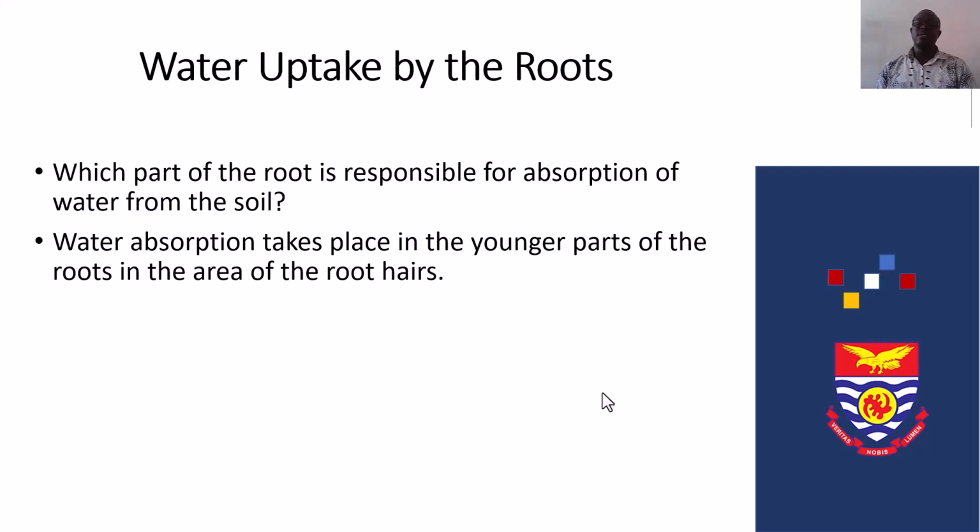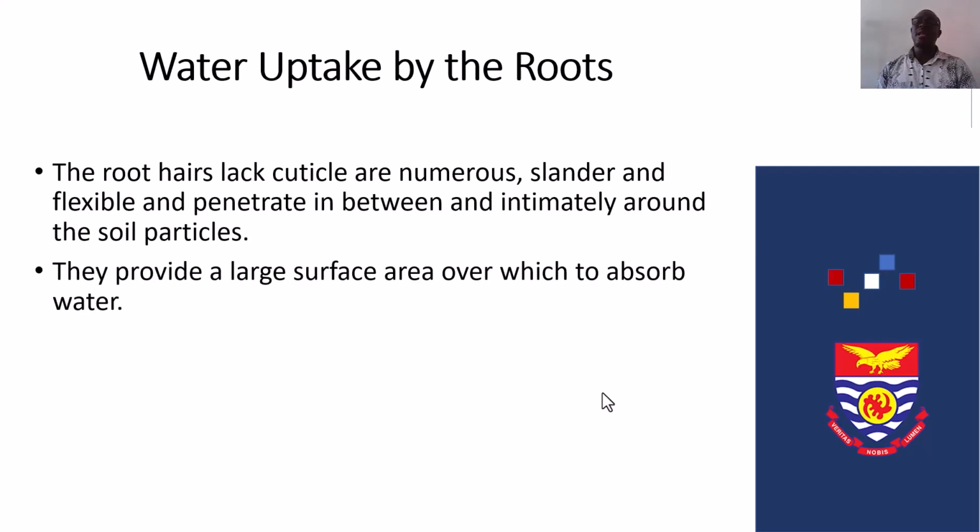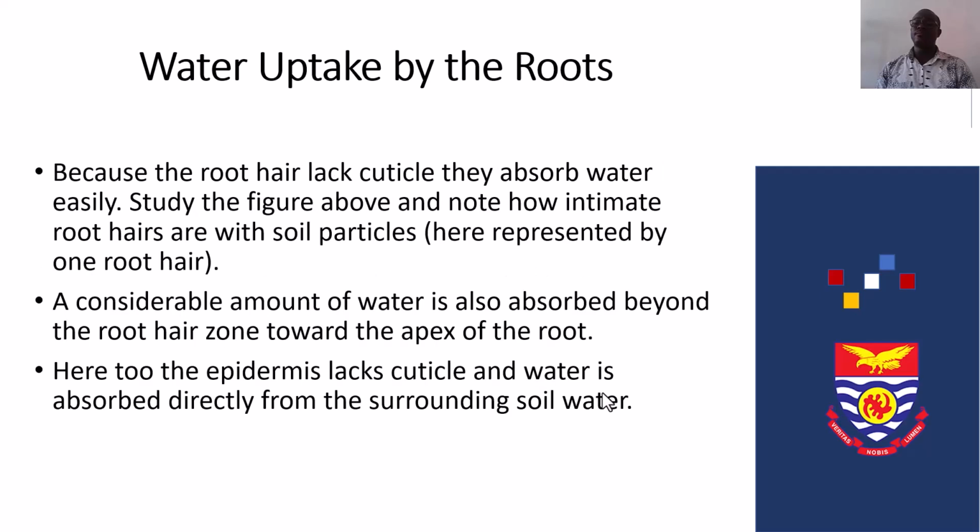Water absorption takes place in the younger parts of the root in the area of the root hairs. The root hairs lack cuticle and are numerous, slender and flexible, and penetrate in between and intimately around the soil particles. They provide a large surface area over which to absorb water. Because the root hairs lack cuticle, they absorb water easily. Study the figure and note how intimate root hairs are with soil particles.